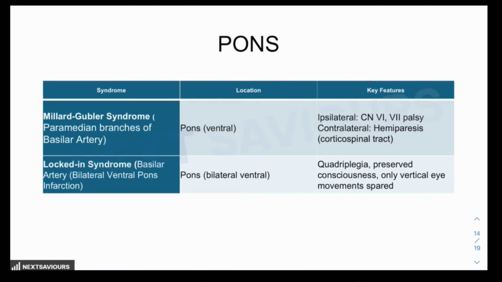The next region in the brainstem is the pons, and let's see what are the important syndromes that you have to remember in the pons: the Millard-Gubler syndrome and the Locked-in syndrome. You see how Millard-Gubler syndrome is identified by the involvement of cranial nerves 6th and 7th with the contralateral hemiparesis because of the corticospinal tract involvement. While in case of Locked-in syndrome, which could be a part of pontine hemorrhage, there has to be a quadriplegia with preserved consciousness. It is like the body below the level of the face is paralyzed and only vertical eye movement remains spared.